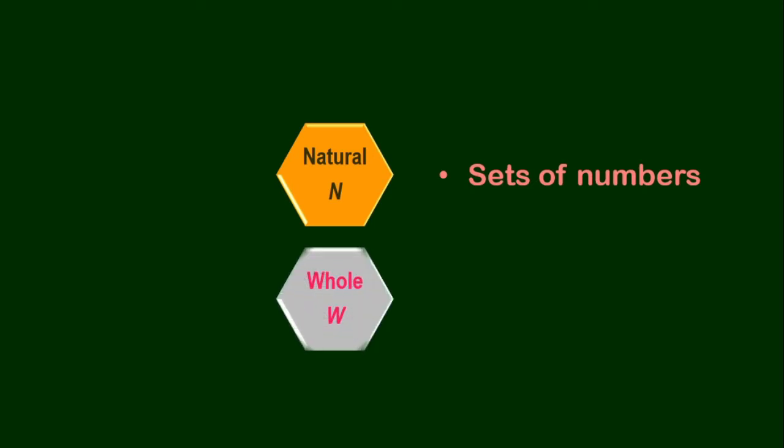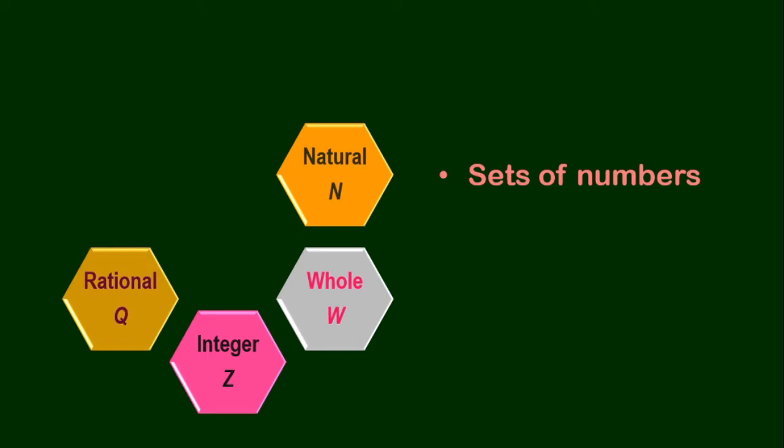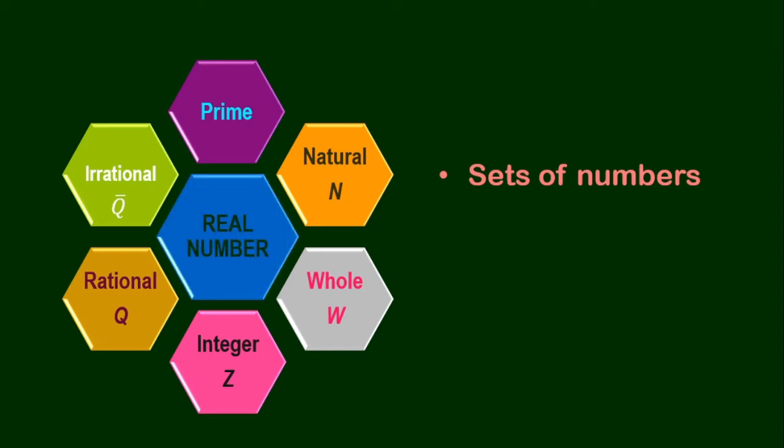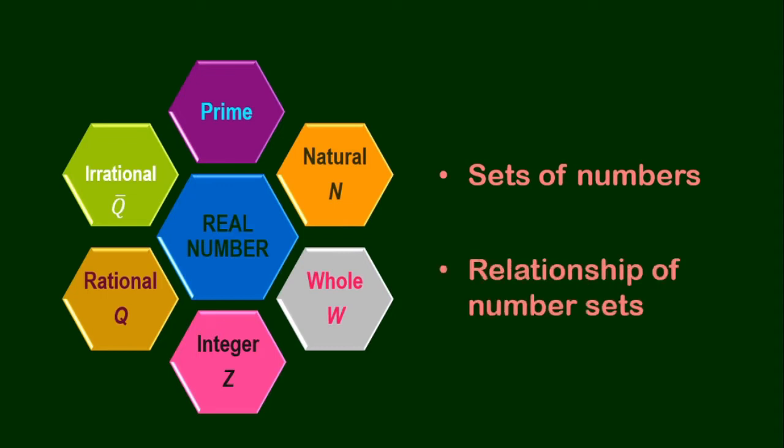A number system can be defined as the collection or set of numbers. It helps to represent numbers in a small symbol set. There are various types of set of numbers such as natural number, whole number, integer, rational number, irrational number, prime number, and real number. Each type of the set of number has a relationship to each other. So, in the next slide, we will see the relationship of the set.